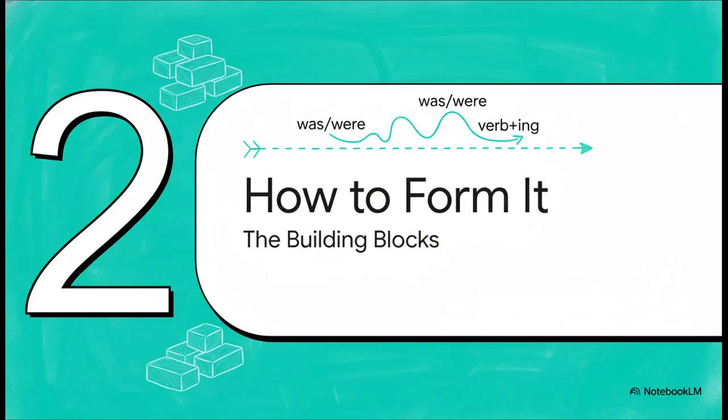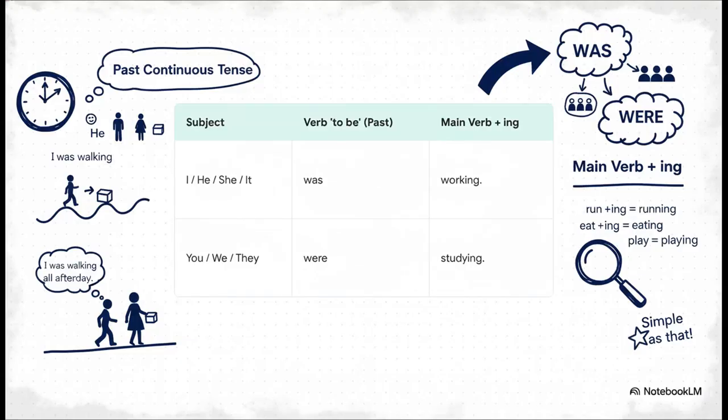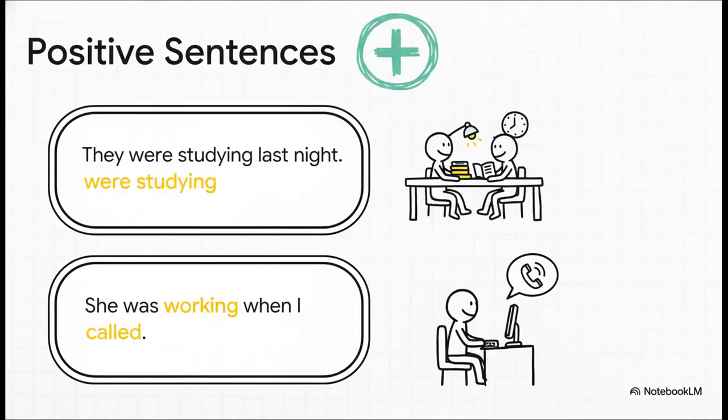Okay, so we know what it is. Now let's get into the mechanics of how to actually build it. And you'll be happy to hear the formula is super simple. And here it is. The recipe is simple. You just need two things. First, you grab the past tense of the verb to be, so that's was or were. Then you add the main verb with an ing at the end. That's it. Just remember, was goes with I, he, she, and it, and were goes with you, we, and they. Easy peasy. Let's see this in action with a few examples.